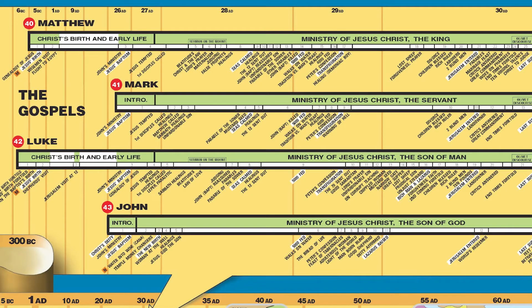It's pretty interesting. We jump to the New Testament. Matthew, Mark, Luke, and John. Jesus says king, servant, human. Jesus, the magnificent human, and Son of God. Jesus is God. King, servant, human, God.